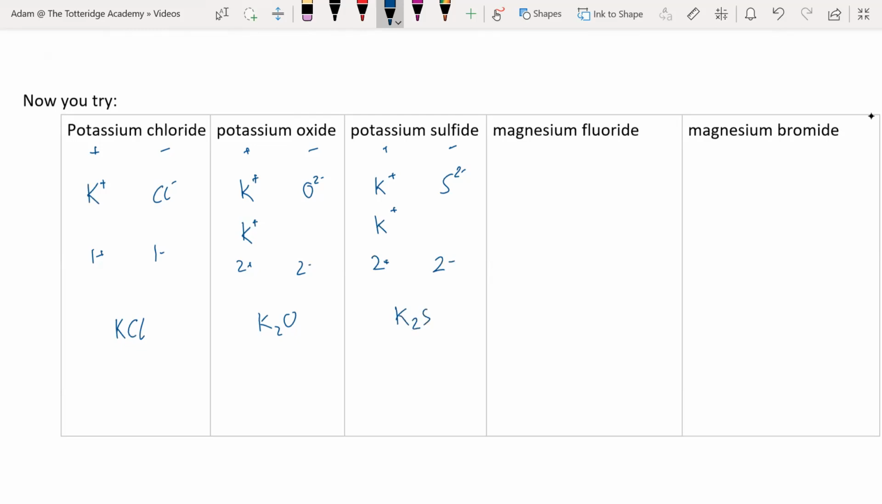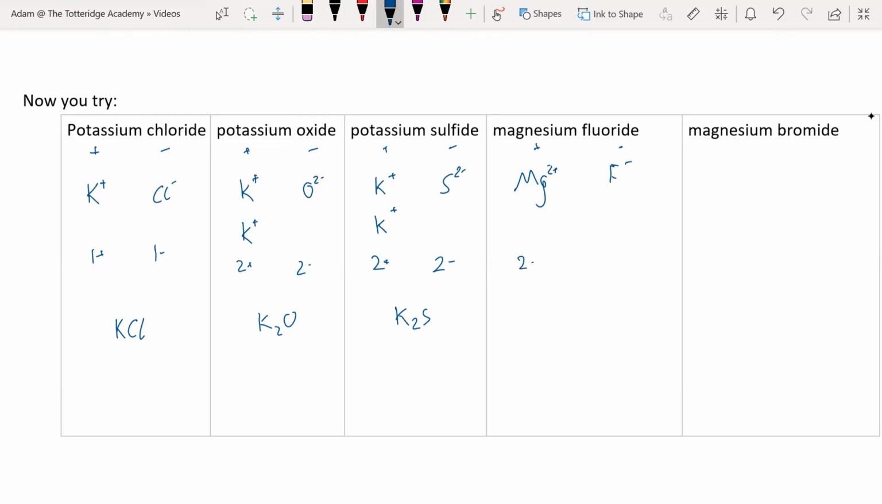What about magnesium fluoride? Okay, so this is the first metal we've done with a different charge. So I go to my positive column, my negative column. Magnesium is going to be Mg2+. If you got that wrong and you wrote Mg+, pause the video now, fix it all, and then press play when you're ready. F is, of course, just F-.